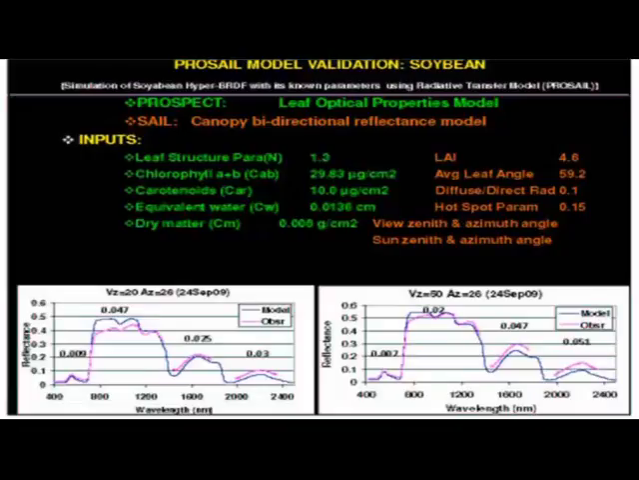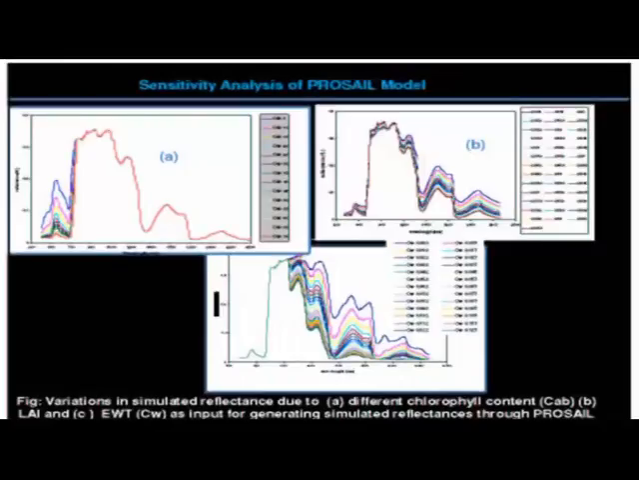If you keep changing the leaf water content, then the spectra change from 1000 to 2500, not in the visible range. So the sensitivity analysis is done, then model inversion is done like this. These are the parameters which can be given into the model. So this is the PROSAIL reflectance model.